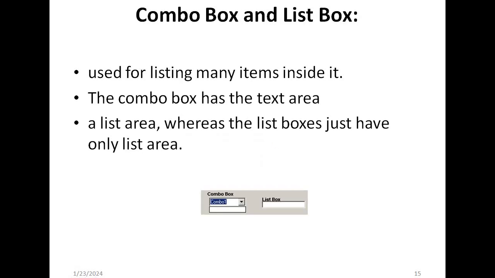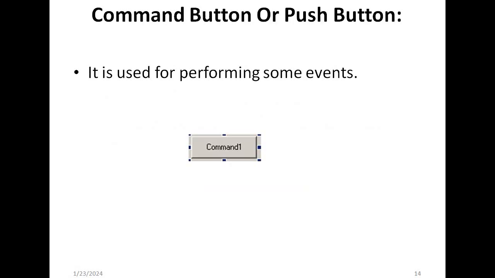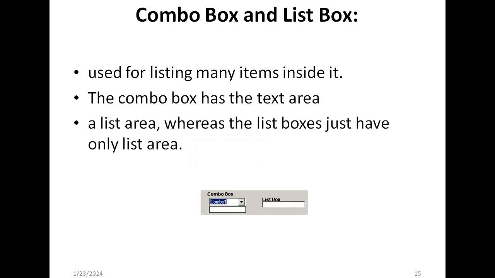So next is the combo box and list box. Combo box is mainly used for listing many items. Actually both are used for listing the contents within them. The combo box will have a text area where the user can just type and get the option which is already available in the box. Okay. So that is an option, and list box will have only a list area.